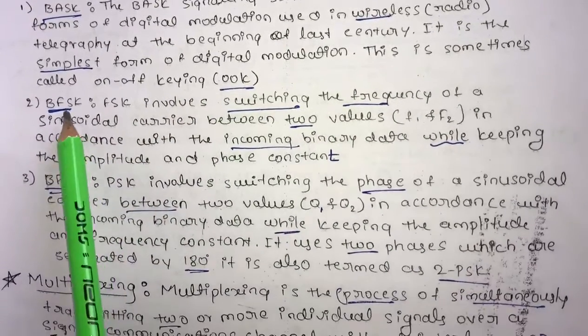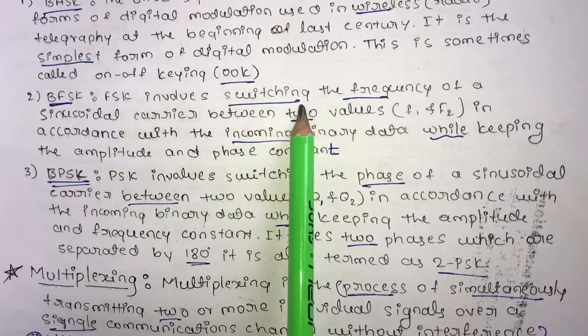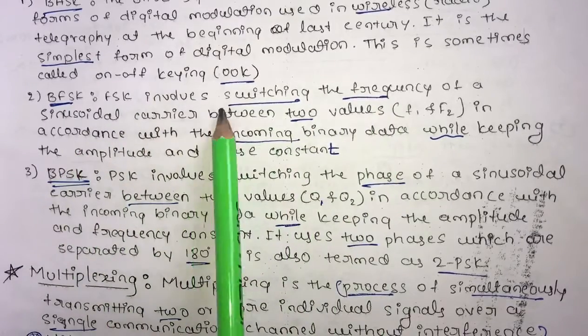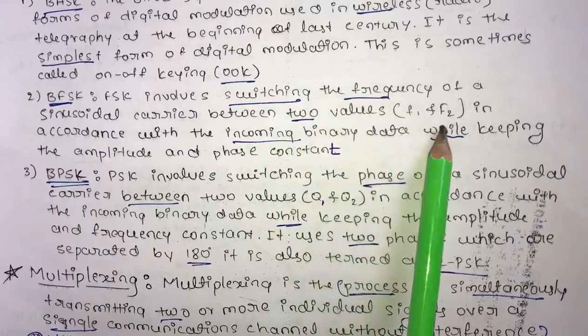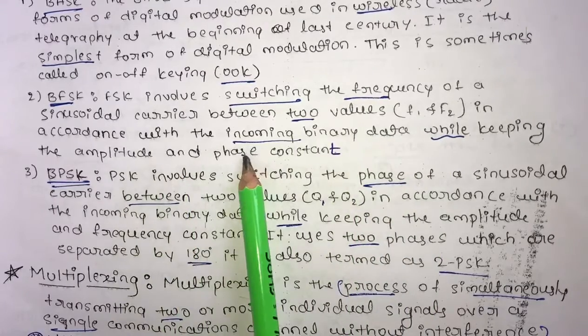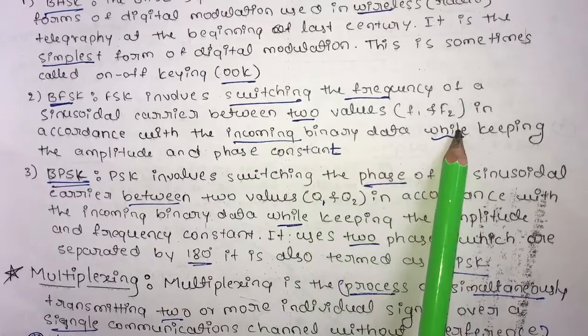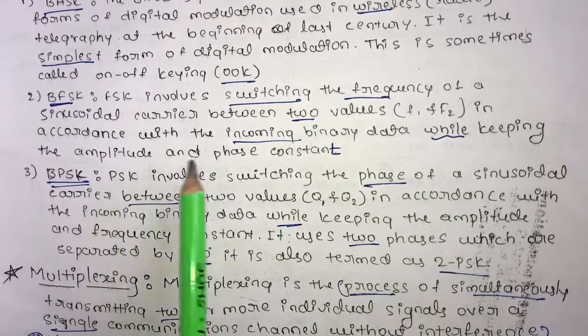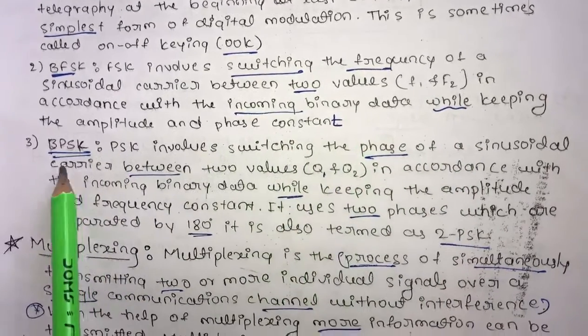And the second one is BFSK. It involves switching the frequency of the sinusoidal carrier between two values, say F1 and F2, in accordance with the incoming binary data, while keeping, point to be noted, the amplitude and phase constant.